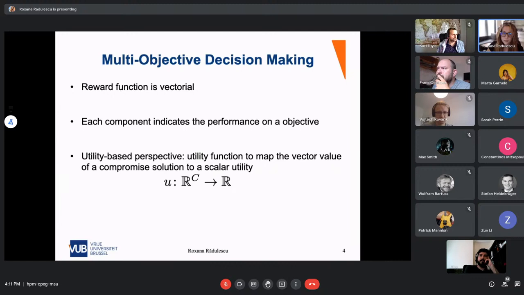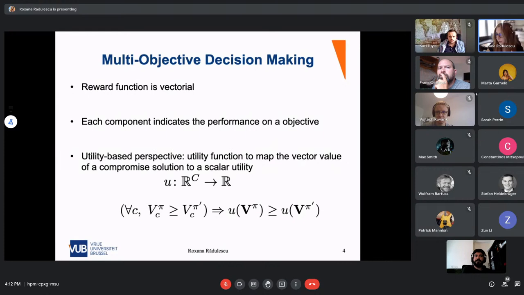We only make one assumption about this utility function, namely that it belongs to the class of monotonically increasing functions. So this means that if for all objectives the value under some policy pi is greater or equal than the value under policy pi prime, then this relationship is also carried across when applying the utility function. So we usually say that this is a minimal assumption to make, as it can translate to always wanting more of each objective. Moreover, in this work, I will actually discuss the case of nonlinear utility functions.